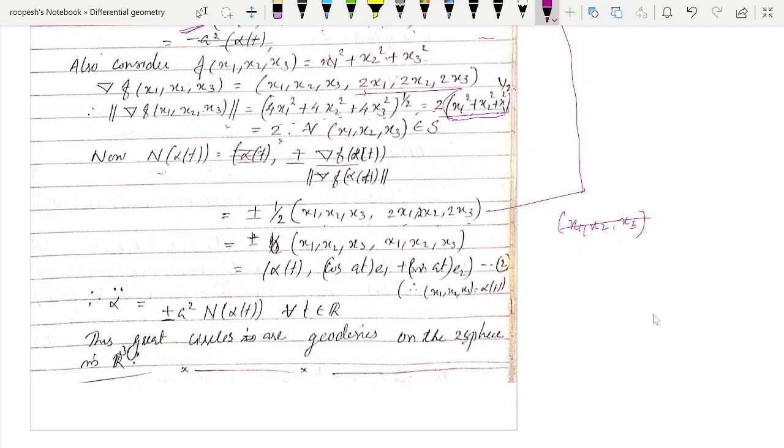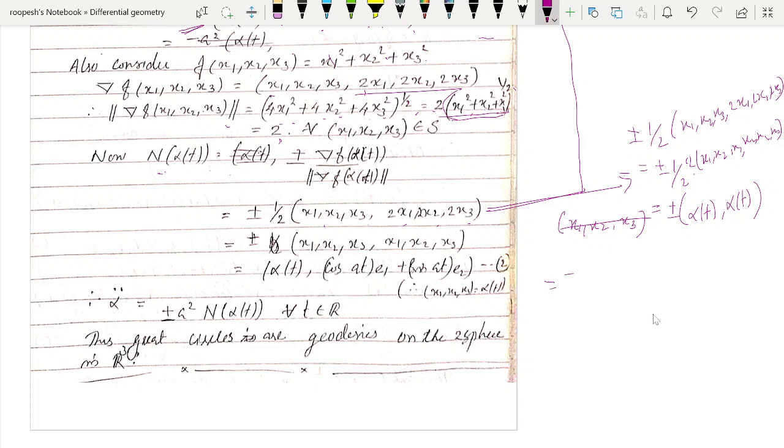Here we are going. So plus or minus 1 by 2 into 2x1, 2x2, 2x3. When you collect the common term, you will get plus or minus 1 by 2 into 2 into x1, x2, x3. That means this is nothing but plus or minus x1, x2, x3, and that is alpha of t comma alpha of t, right? Now what is alpha of t? Plus or minus alpha of t is nothing but cos at into e1 plus sin at into e2. So can you combine now these two?